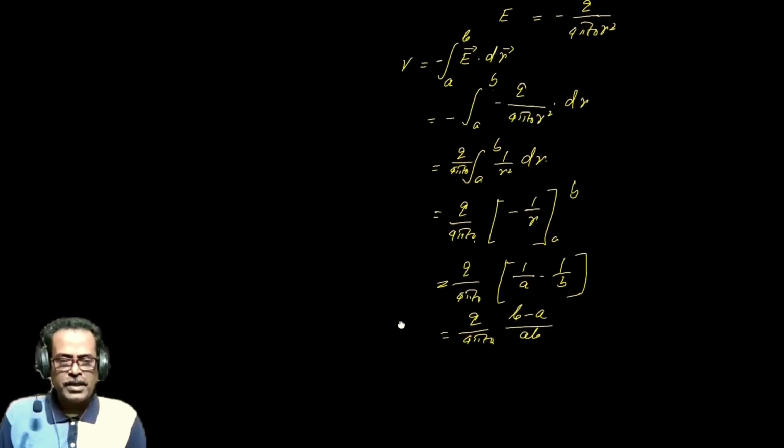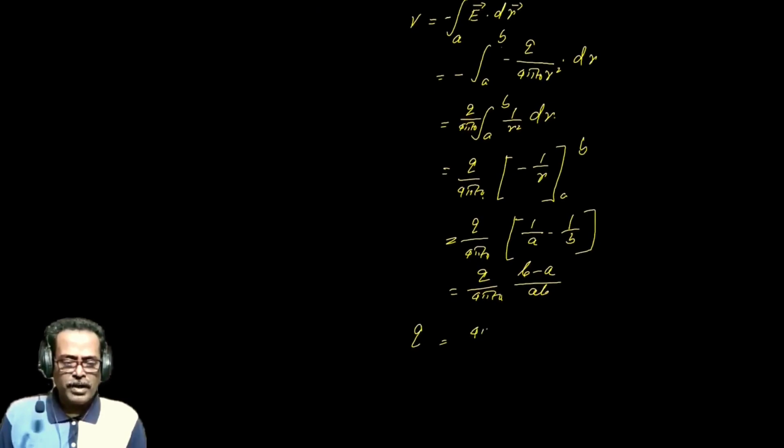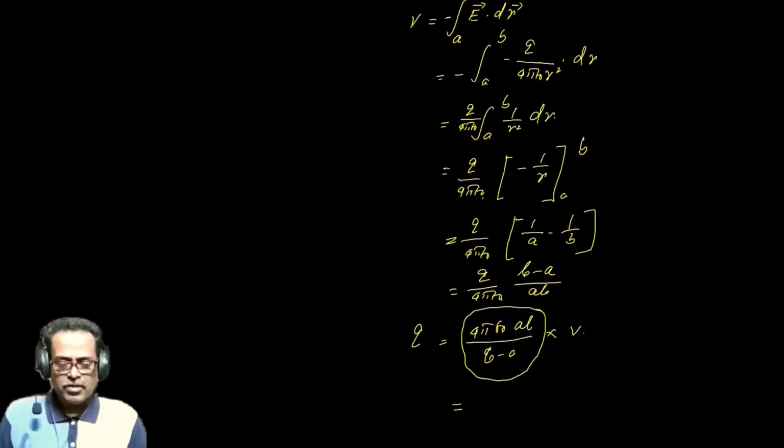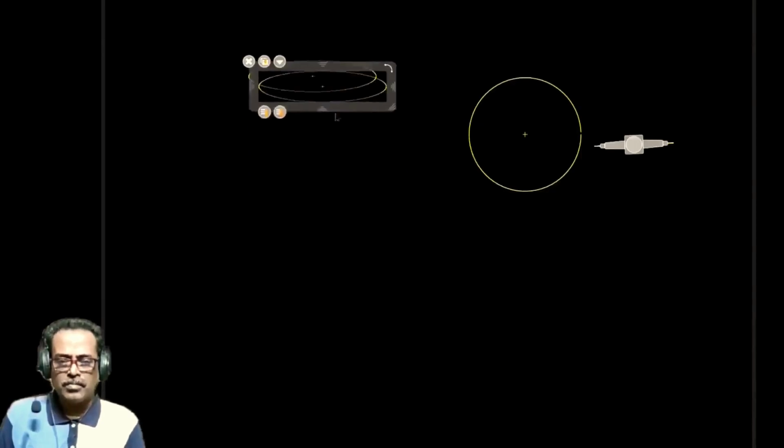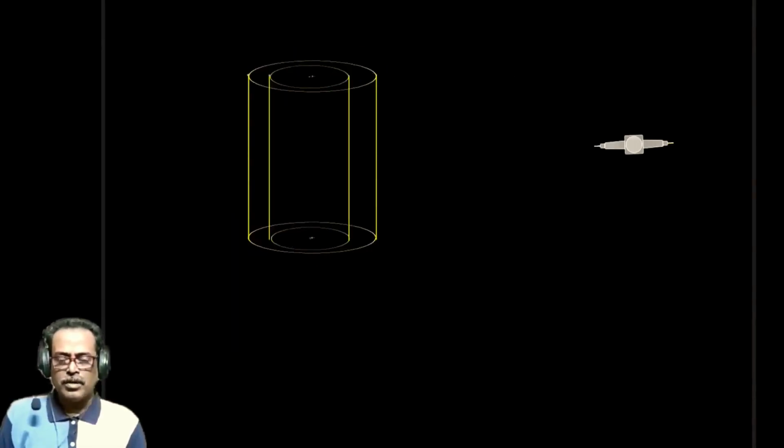So we can say that Q is equal to 4 pi epsilon 0 AB by B minus A into V. So it is clear that this part is the value of the capacitance of the capacitor. So C is equal to 4 pi epsilon 0 AB by B minus A. Now in case of a cylindrical capacitor, there are two coaxial cylinders, the inner cylinder having radius A and the outer cylinder having radius B.